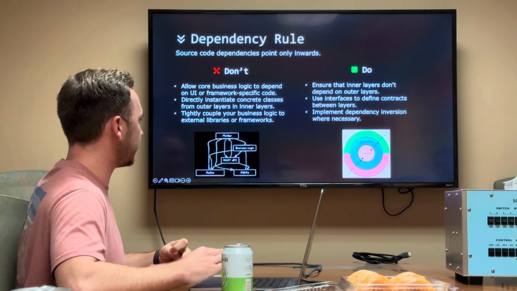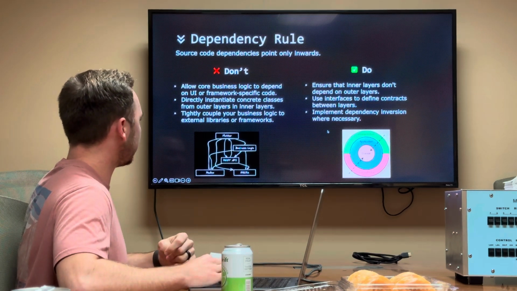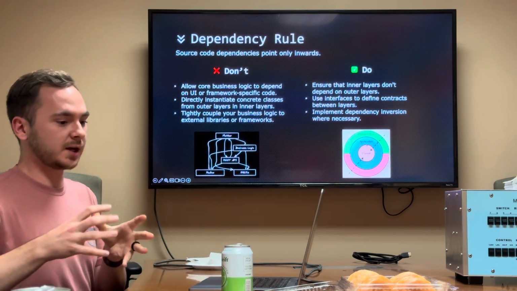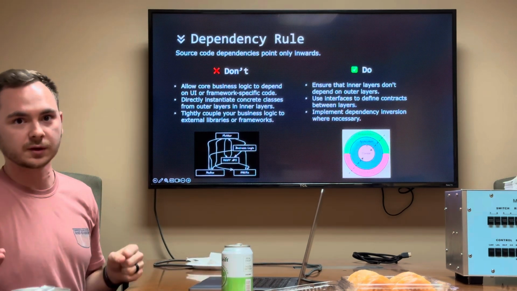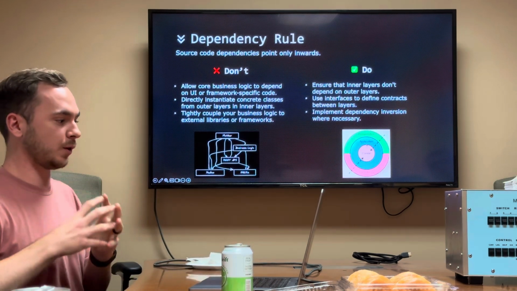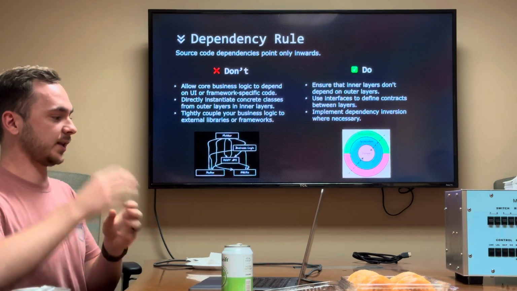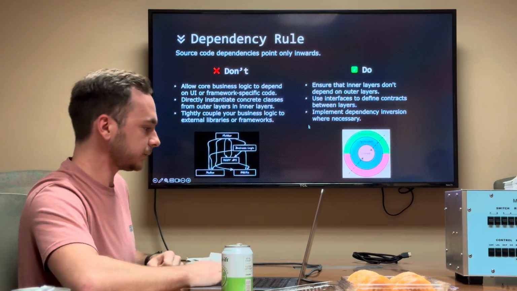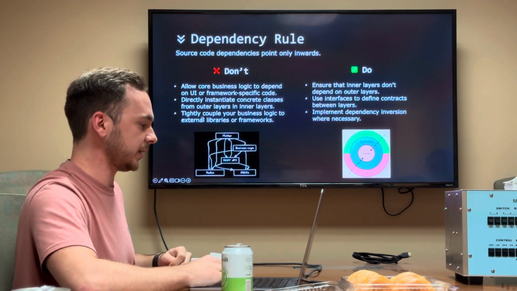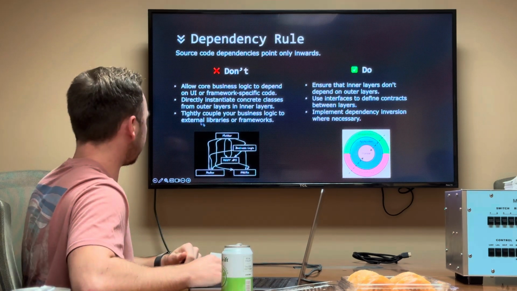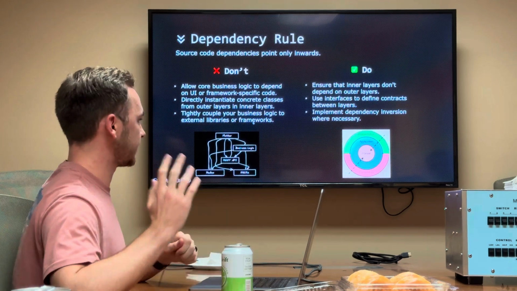We don't want to directly instantiate concrete classes from outer layers in inner layers. What I mean by that is that the domain layer, like your core business logic, should not know about Flutter, for example, or React. It should not know about the direct concrete classes from outer layers. And then we also don't want to tightly couple our business logic to external libraries or frameworks, for the reasons I was talking about earlier.